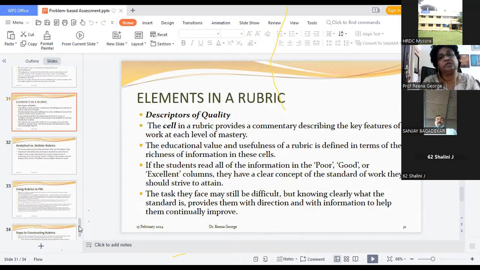So if they read whatever is given under excellent, they know what is the ceiling. This is how I should perform, and this is what I should do to get an excellent grading. So from the rubric, the student gets an idea about how to perform.